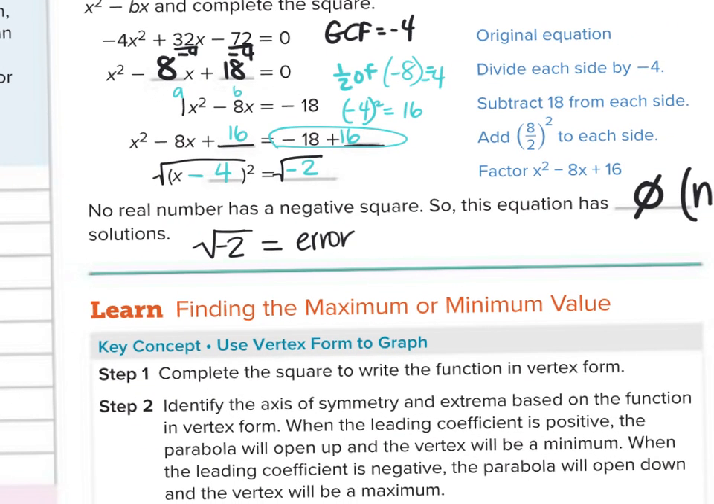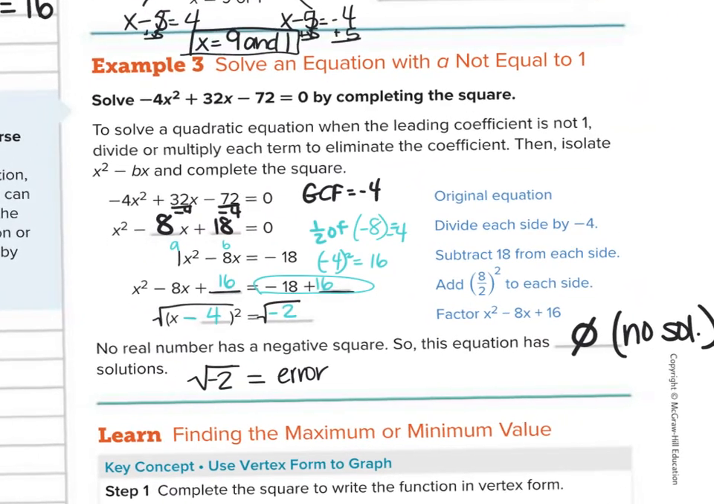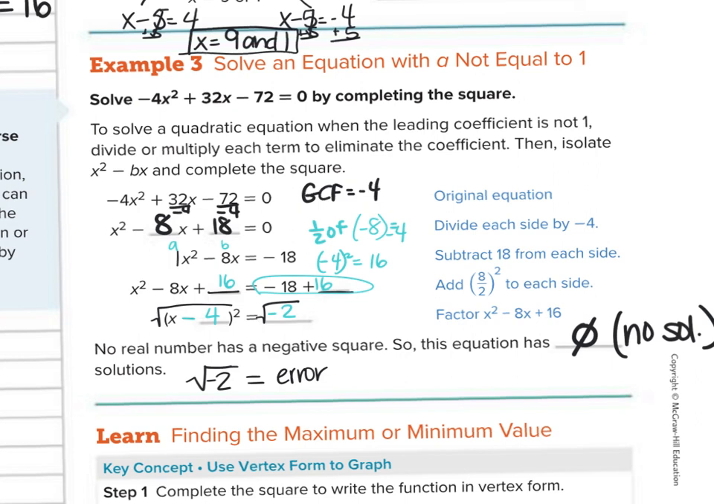If it really is a negative there, then that is no solutions, okay? So I don't want you to just think you did it wrong. That is possible for it to be like that. Okay, let's check our homework.